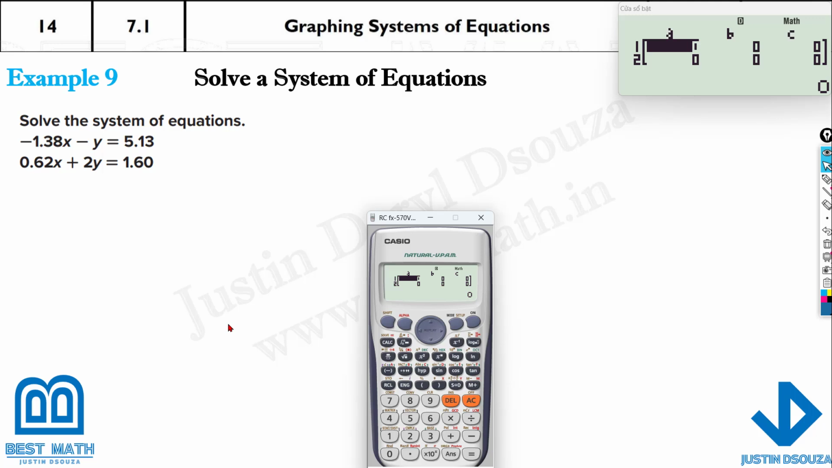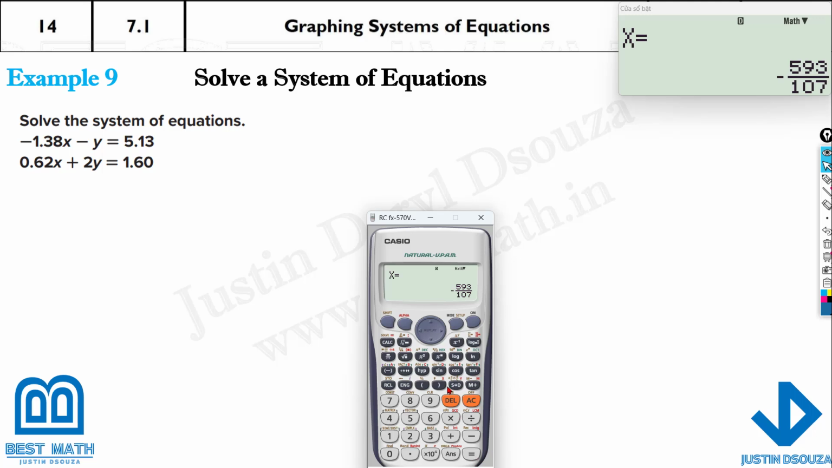Now type in the coefficients of x, that is minus 1.38. And then press equal to go to the next one. There's nothing, that means it's 1, but there's a minus sign, so it's minus 1 here. And we have 5.13. 0.62 is the coefficient of x in the second equation. Then we have 2, and the constant term is 1.60, which is 1.6 itself.